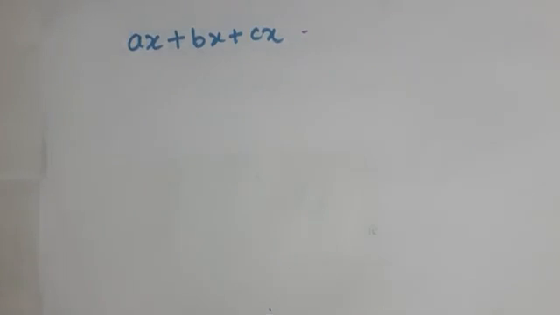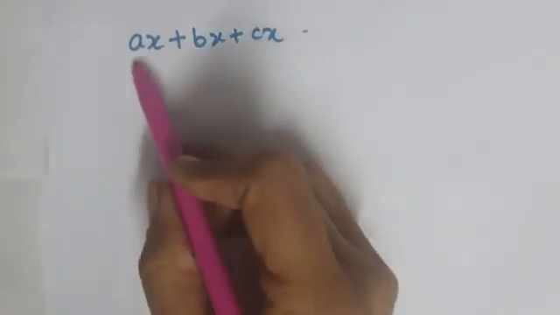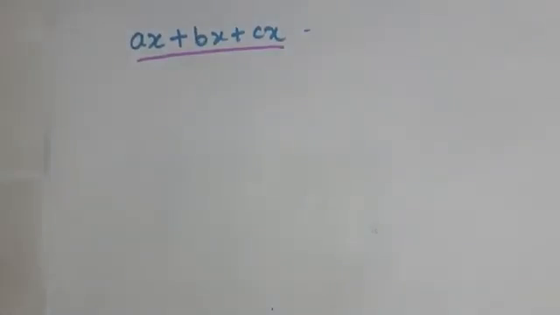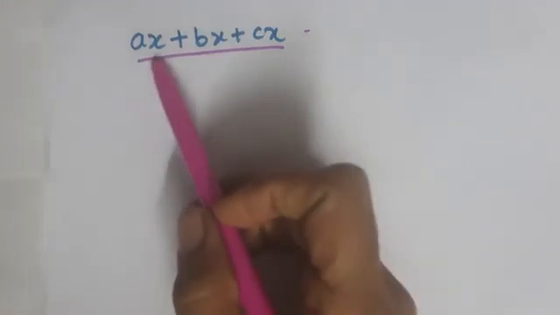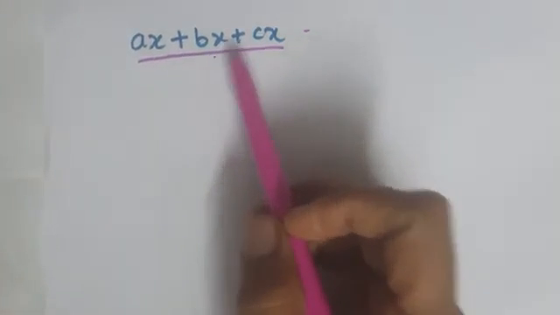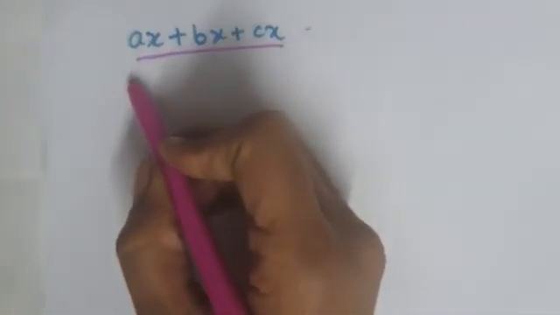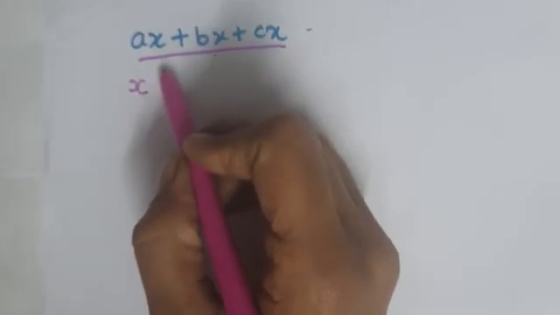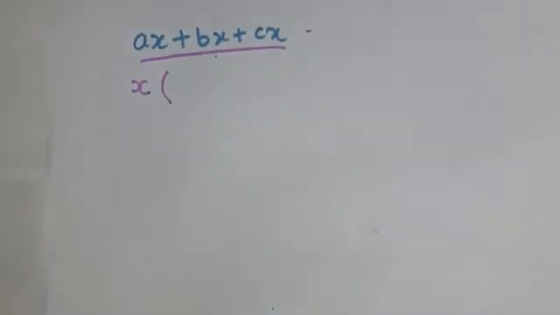Now we have to factorize this. Factorize means take the factor common. Now what is common in all these? Yes, x is common in all the terms. Here also, and here also. So x I will take common. Now I will put the bracket. Now inside the bracket I will write all those terms which are left after taking x as common.